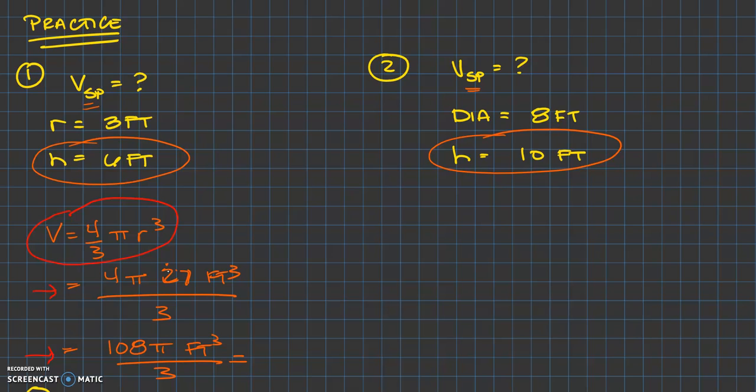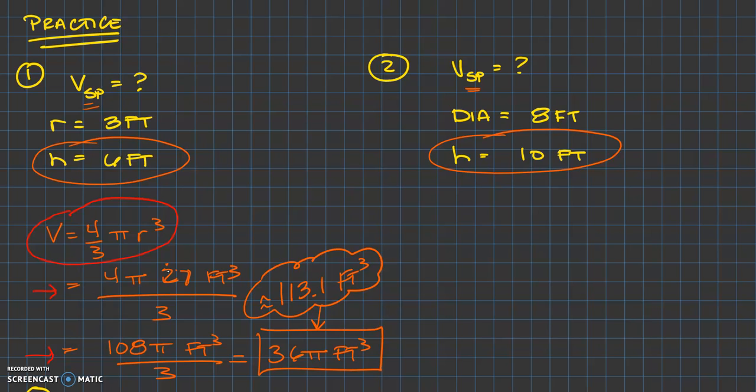108 divided by 3, in this case it does work out nice and even, 36 pi cubic feet. So again, we leave pi in our answer, and we get 36 pi cubic feet. Remember, to multiply the pi out is very simple. If you have a calculator, just do 36 times pi. And in this case, I will go ahead and give you that. 36 times pi, you will get approximately, now remember, it's an approximate answer at this point, 113.1 cubic feet if you want pi out of the answer.